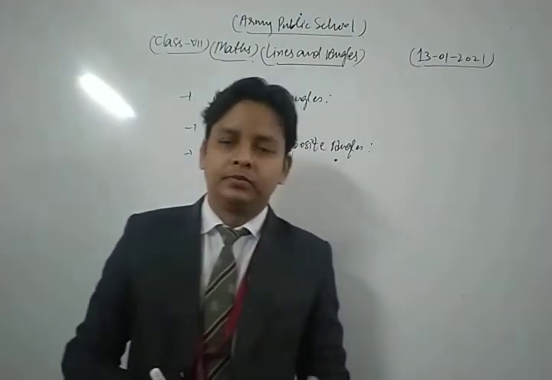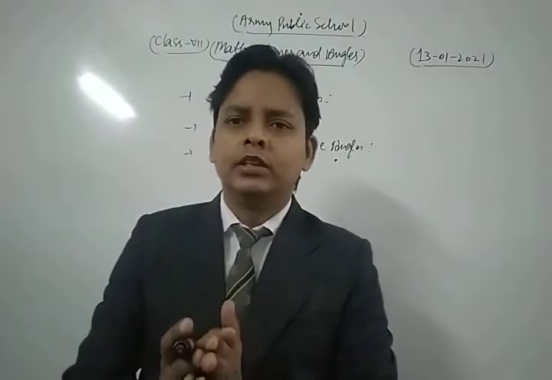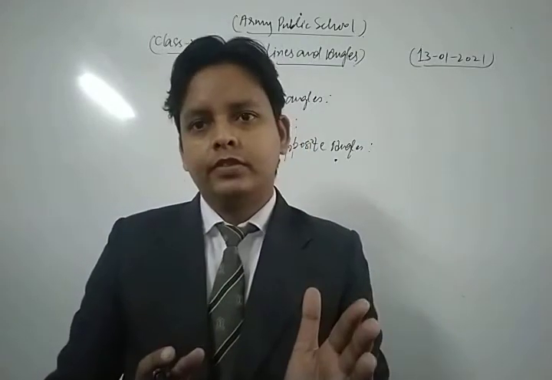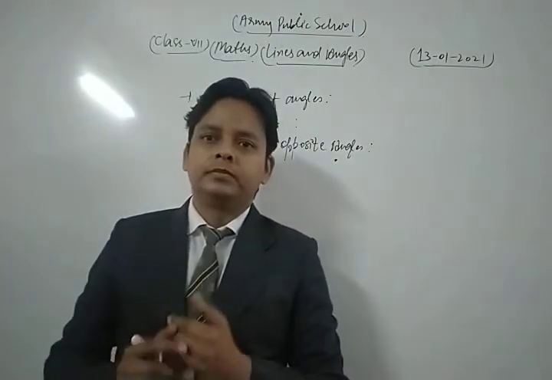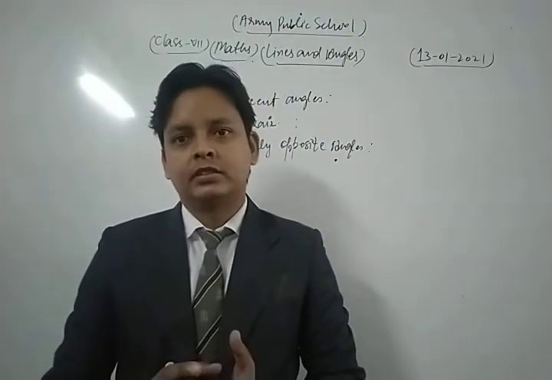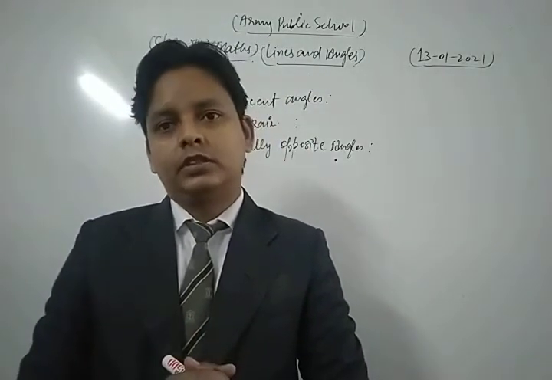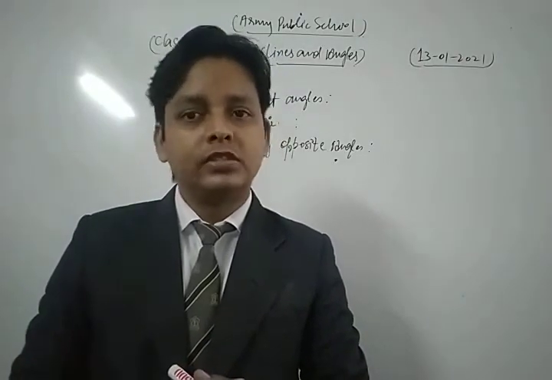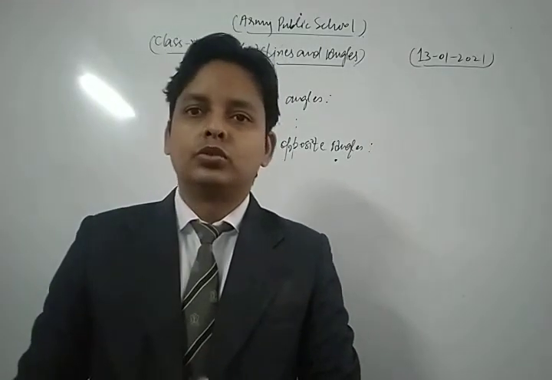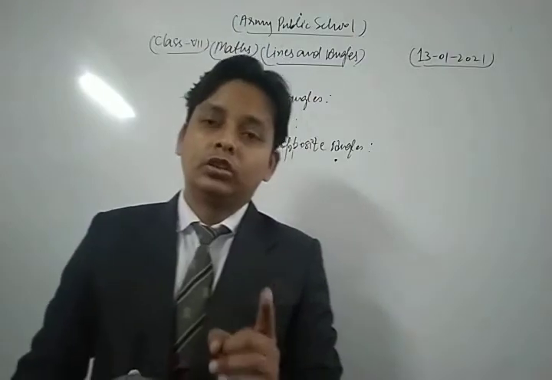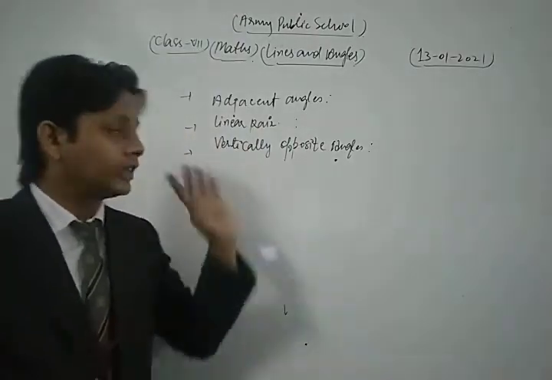Dear friends, two angles are said to be adjacent if and only if there are three important criteria. First, they have the same vertex. Second, they have a common arm. And third, their non-common arms are opposite rays. Their non-common arms lie on either side of the common arm. This is the condition for adjacent angles, and opposite rays in the case of a linear pair.